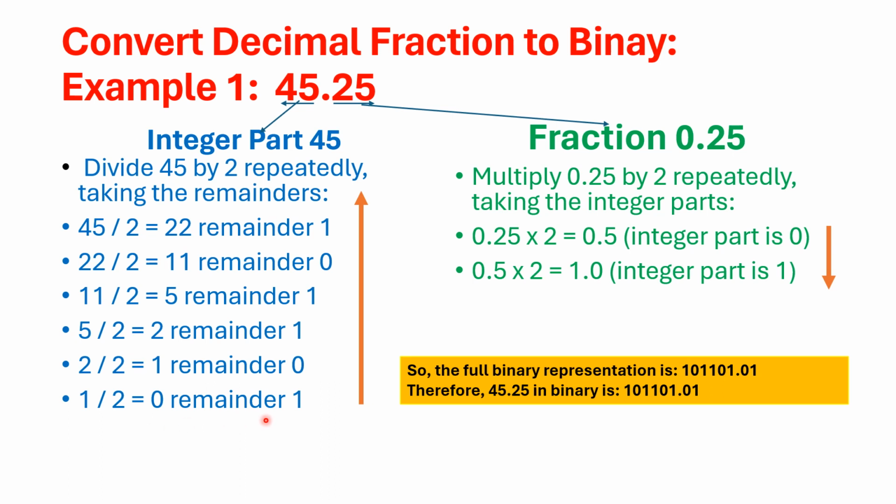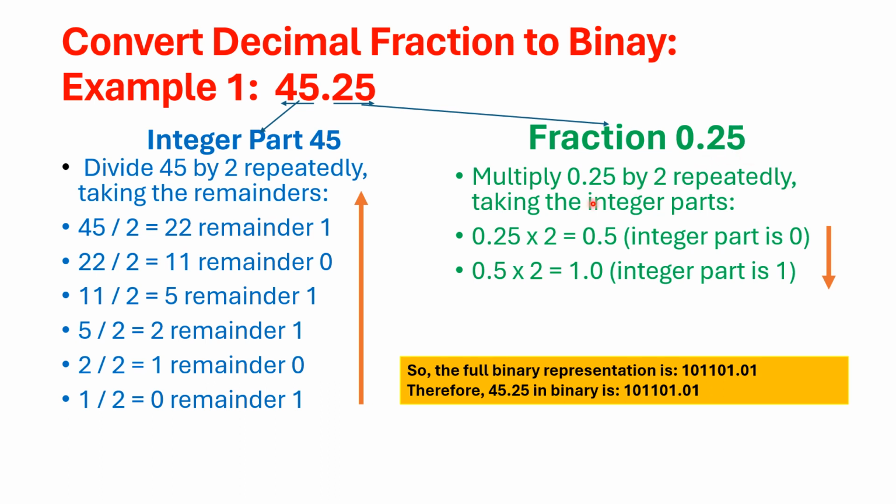And now we read from bottom to top. The bottom is 1, 0, 1, 1, 0, 1. So 45 is equivalent to 101101. Now we will perform the conversion of a decimal fraction, which is 0.25, into a binary fraction.